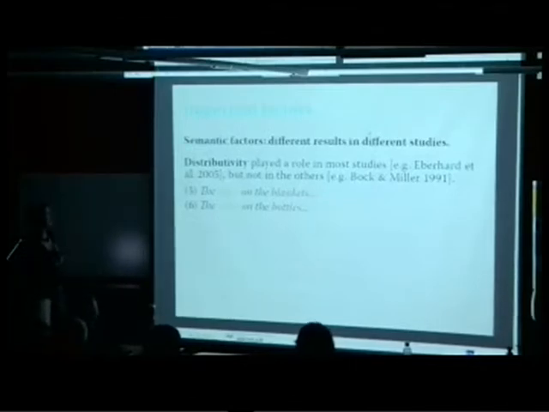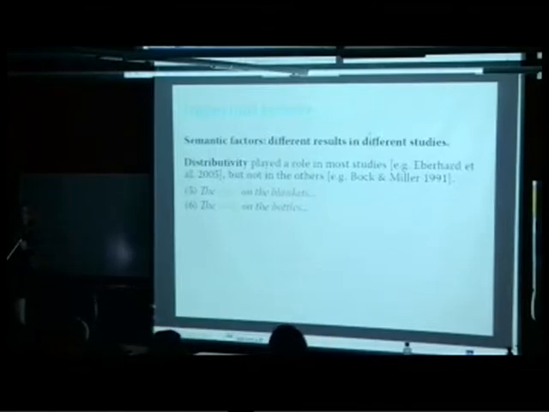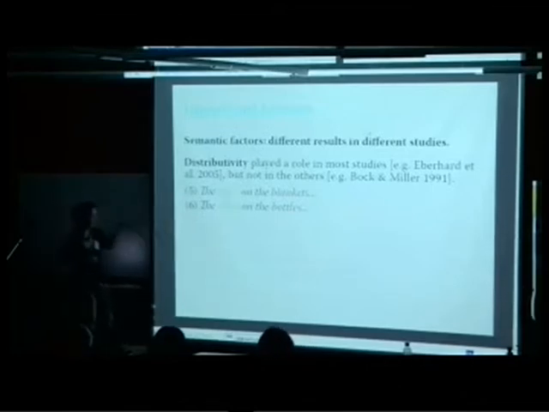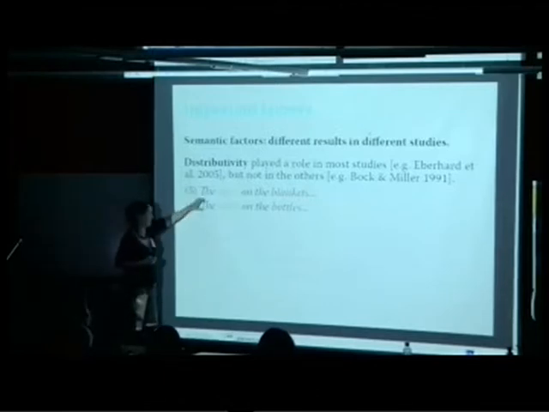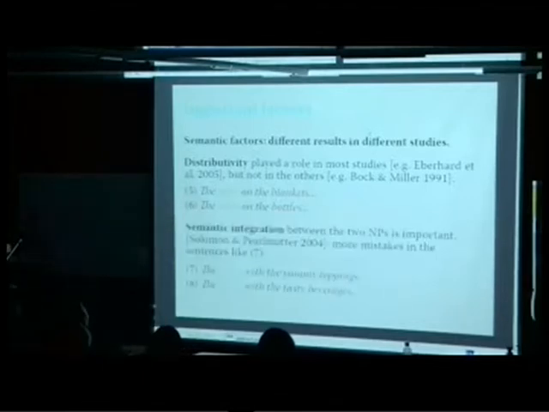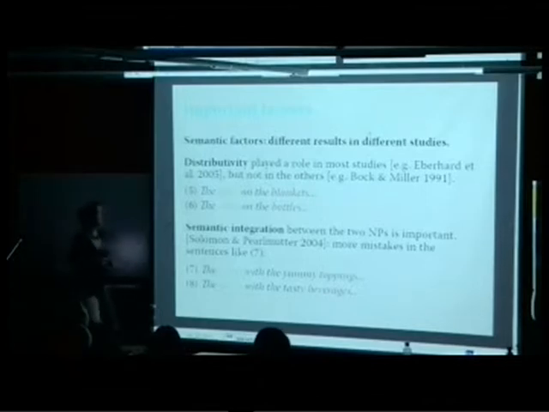Then if we look at semantic factors really fast, we can see that there are different results in different studies. First people tested for distributivity. If you look at sentences like the baby on the blankets, it more or less implies that there is one baby sitting on a couple or more blankets. And if you look at a sentence like the label on the bottles, people tend to think that there are multiple labels, one per bottle. And there are more mistakes in this condition, although different studies showed somewhat different things.